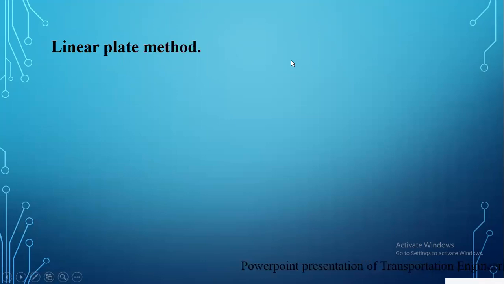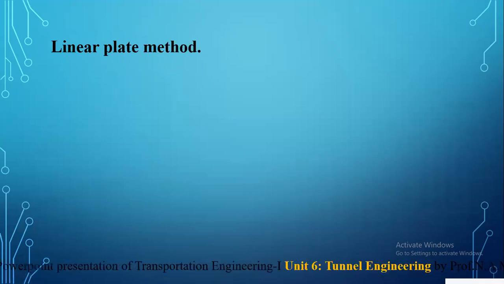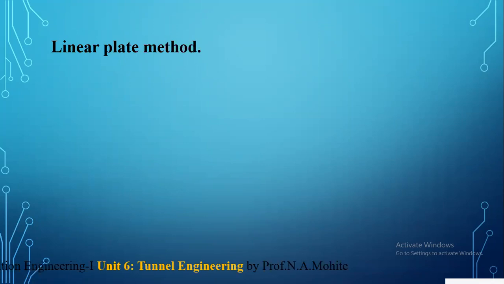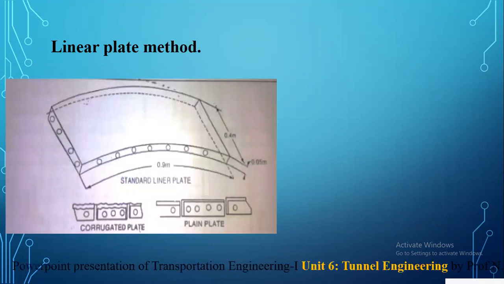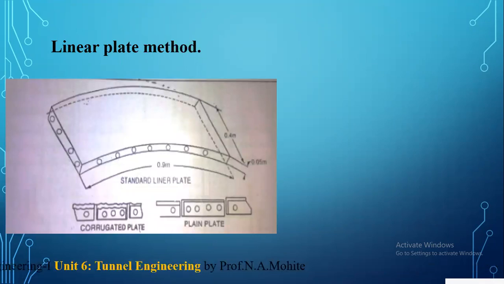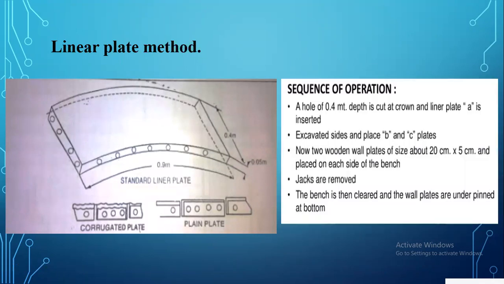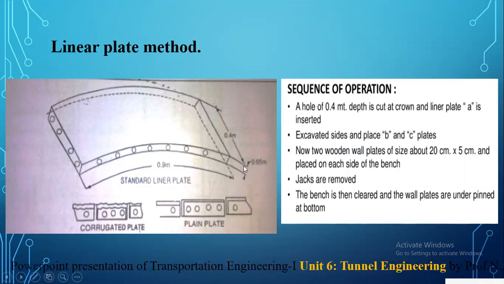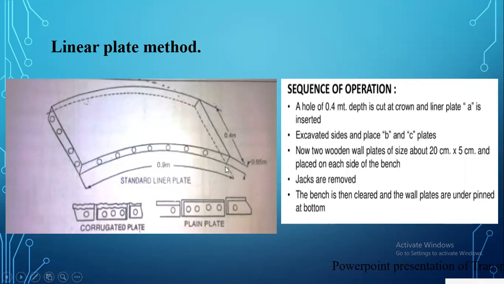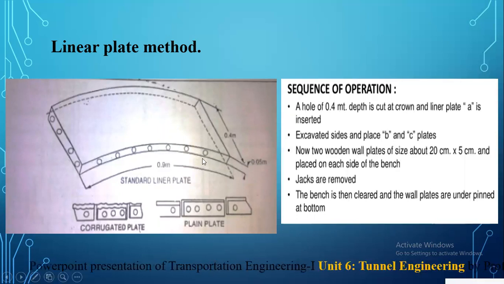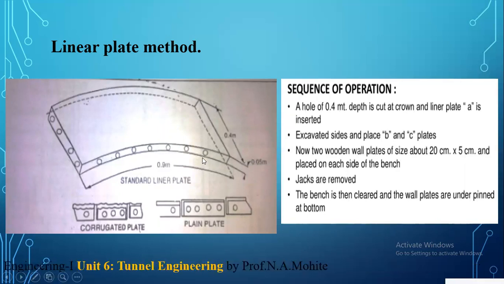Moving to the next, the liner plate method. Here steel plates are used, either plain or corrugated, to support the soil during excavation. The size of these plates is 0.9 meter by 0.4 meter, with a flange of 0.05 meter. That is the thickness, you can see it here, 0.05 meter. These plates are bolted to each other with the help of the holes.